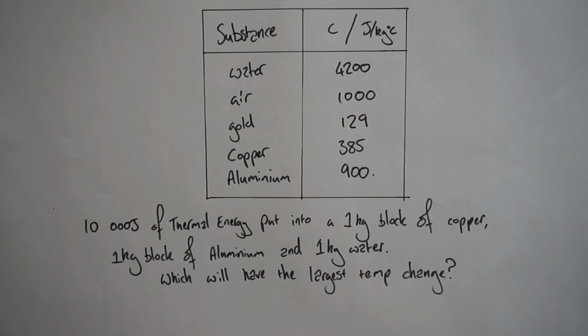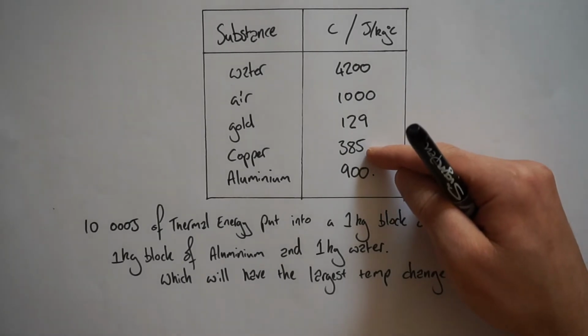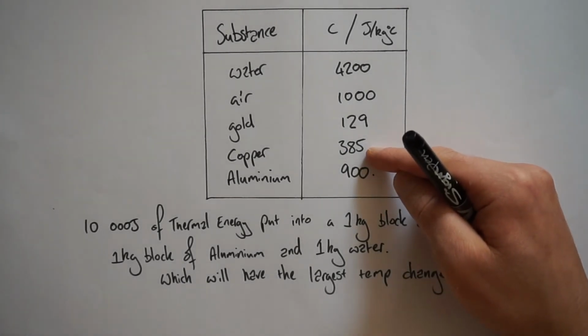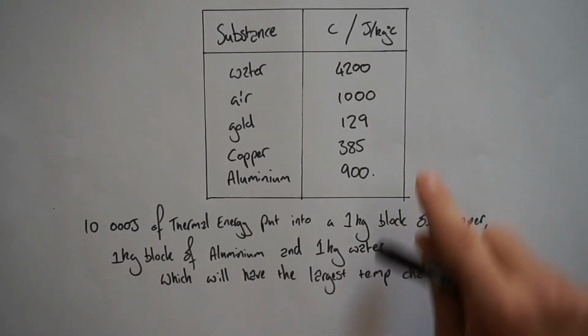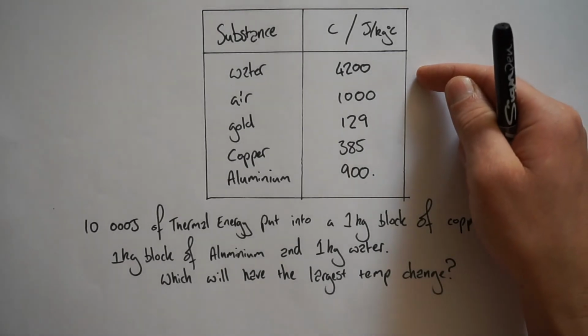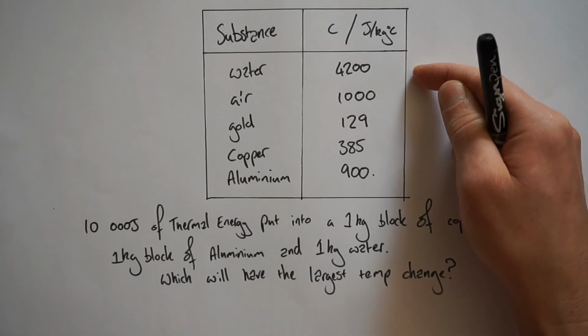Many will quickly see that it is copper which is going to change its temperature the most. This is because it only takes 385 joules to make copper go up by 1 degree C. So copper is going to rise by a lot compared to water, which takes 4,200 joules to raise by 1 degree C, so it's only going to rise by just over 2 degrees C.